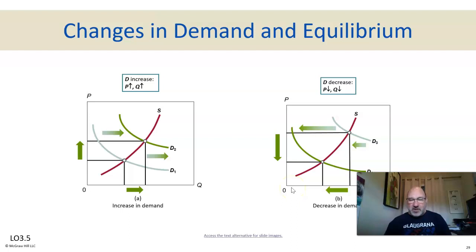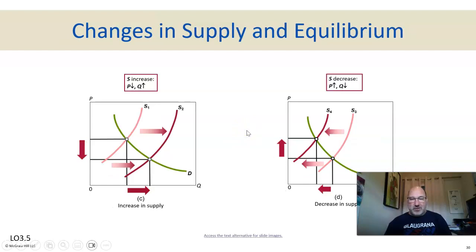So this is kind of simple with demand. If demand increases, price increases, quantity increases. Demand decreases, price decreases, quantity decreases. All really simple. That's as simple as it's going to get, by the way. So please get that one.